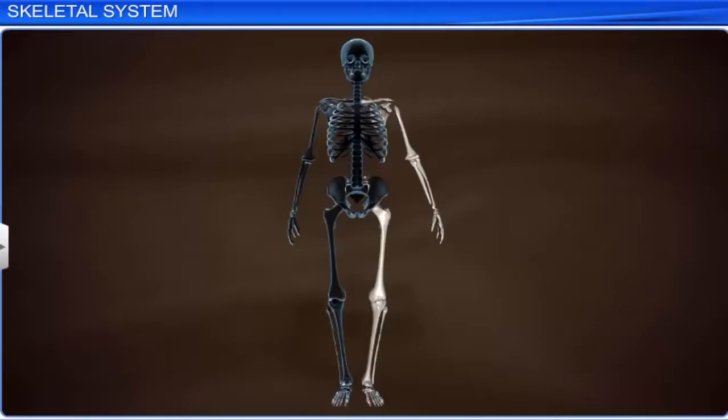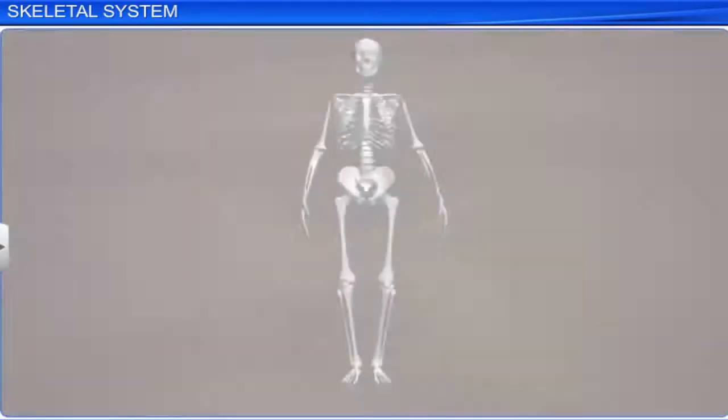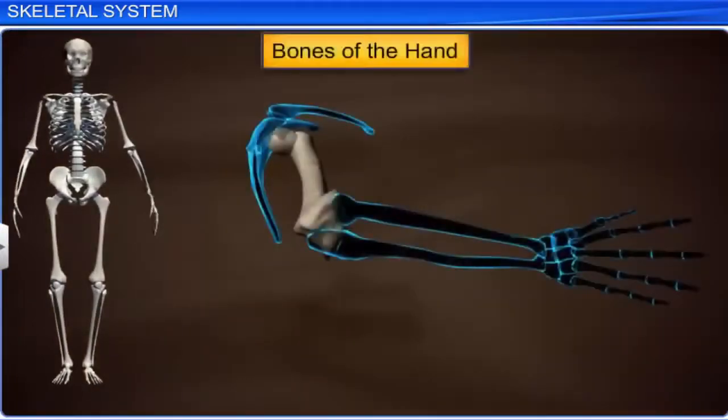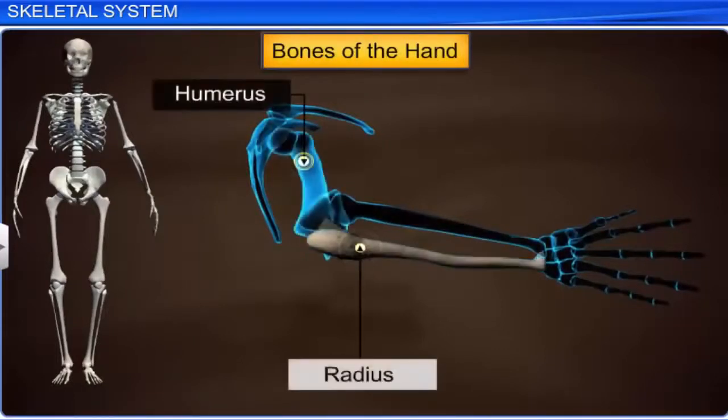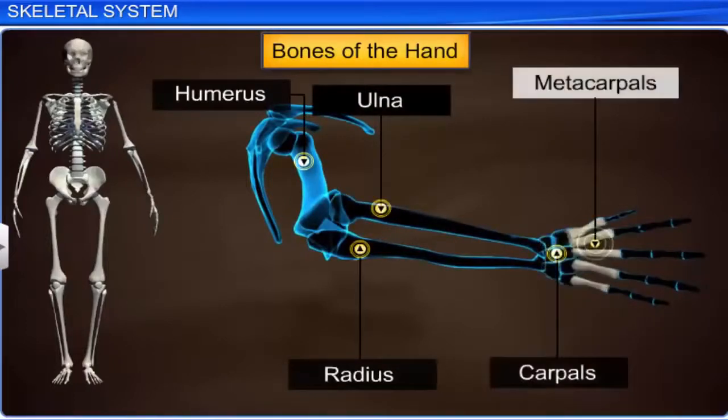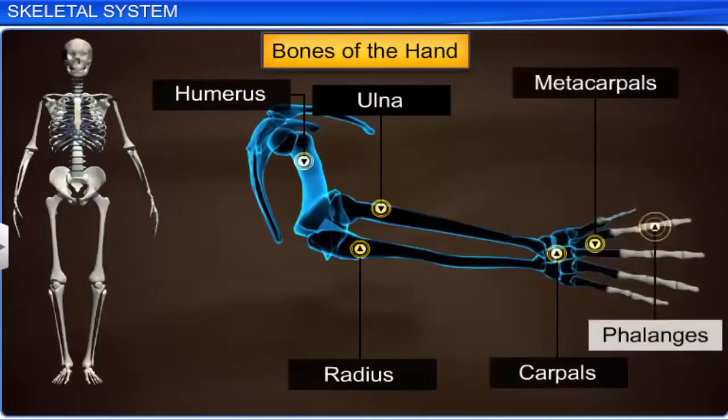Interestingly, each limb consists of 30 bones. The bones of the forelimb or hand include the humerus, radius, and ulna, 8 carpals or wrist bones, 5 metacarpals or palm bones, and 14 phalanges.